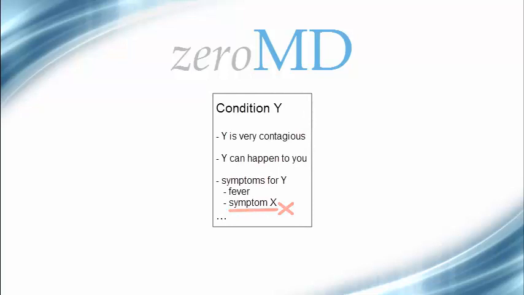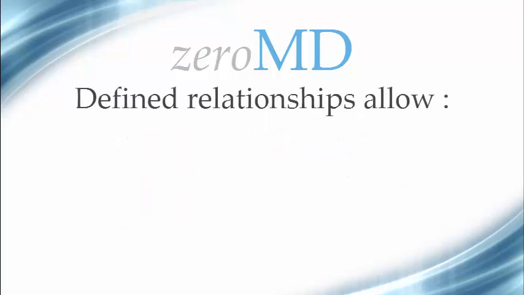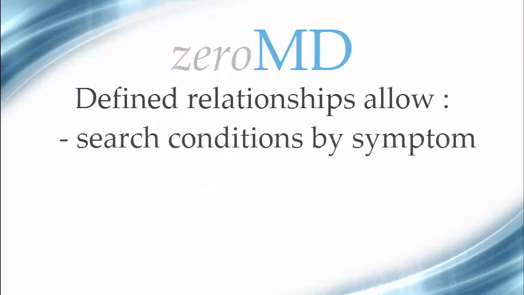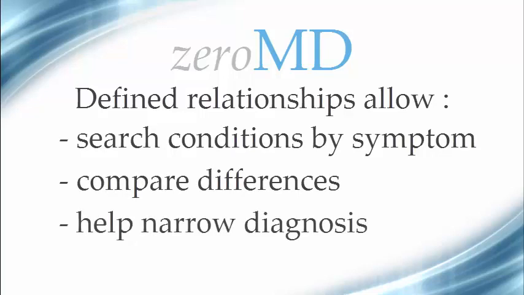In the ZeroMD reference, you don't just add text to an entry to say X is a symptom for Y. Instead, you add a relationship that joins the two entries and identifies X as a symptom for Y. This kind of relationship is what allows you to search for conditions with a particular symptom, compare differences between conditions, and help narrow possible diagnosis options.